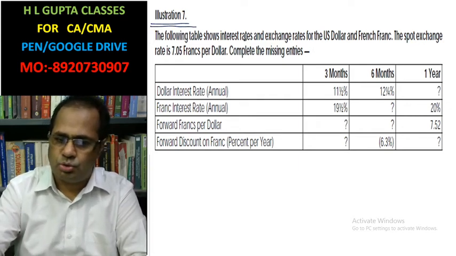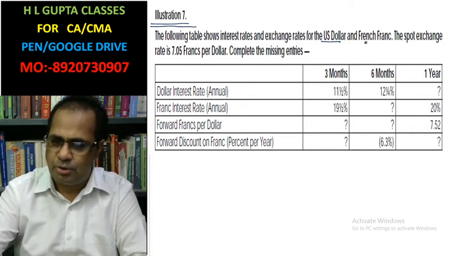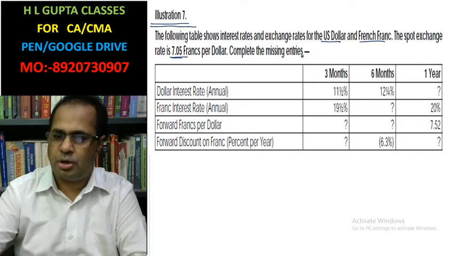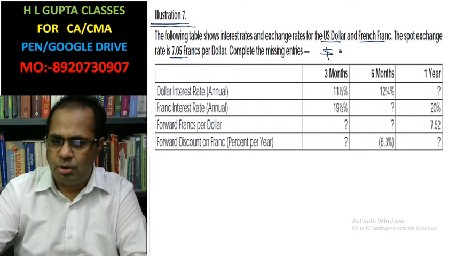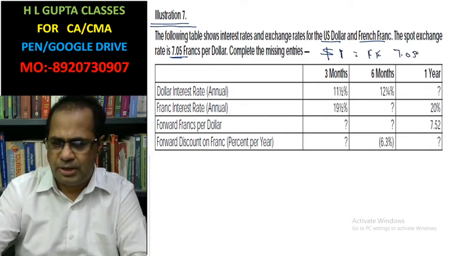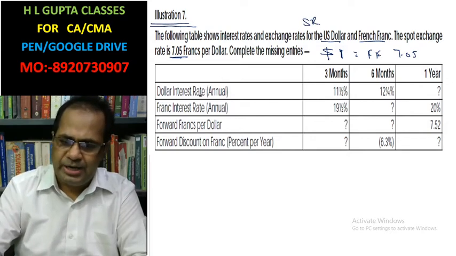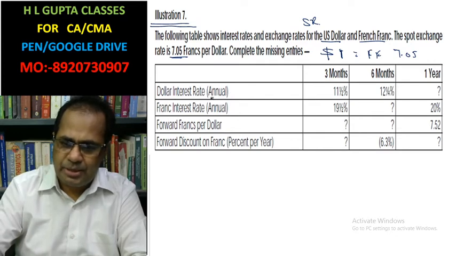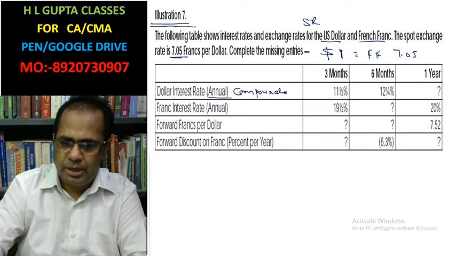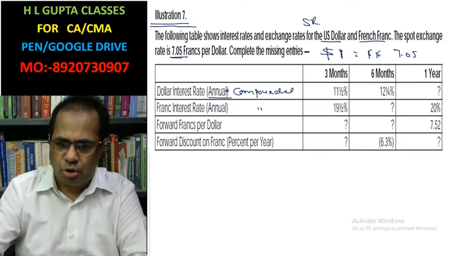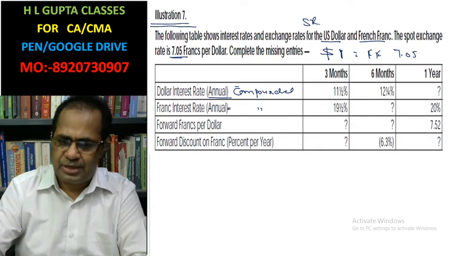The following table shows the interest rate and exchange rates for the USA dollar and French franc. The spot exchange rate is French franc per dollar: one dollar equals 7.05 French franc. This is your spot rate. Now the dollar interest rate, annually compounded. Actually it should be written annually compounded. This is the dollar interest rate, and this is the French franc interest rate.